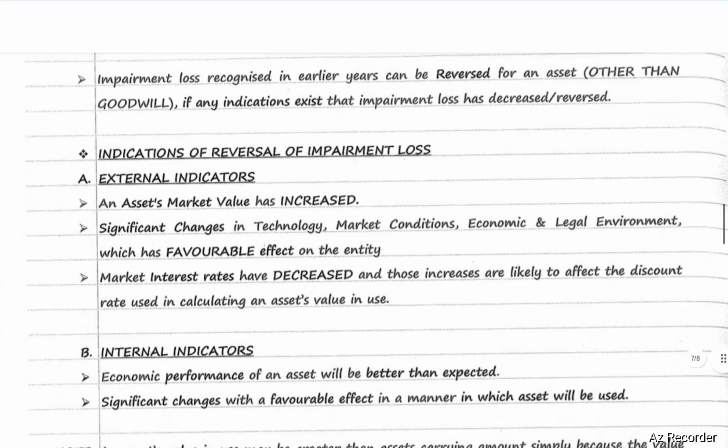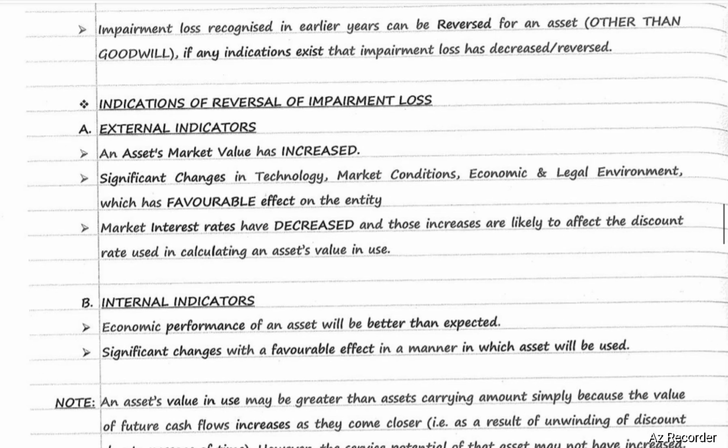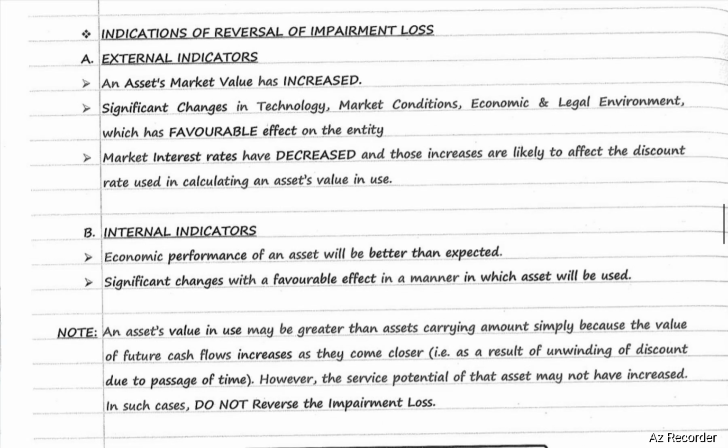Impairment loss recognized in earlier years can be reversed for an asset other than goodwill if any indications exist that the impairment loss has decreased or reversed. Indications of reversal of impairment loss. There are two types of indicators: external indicators and internal indicators. External indicators. First one, an asset's market value has increased.